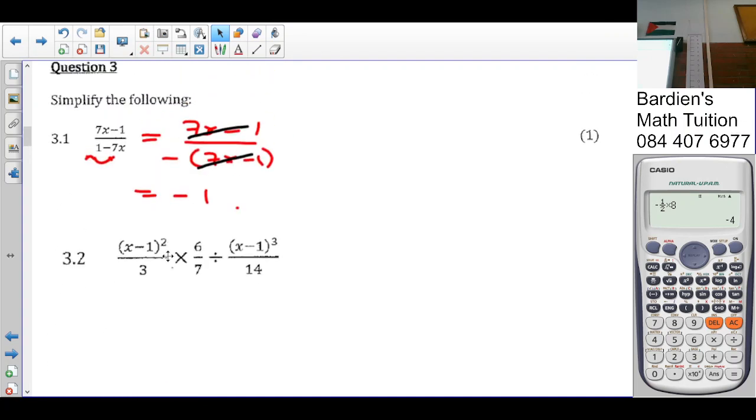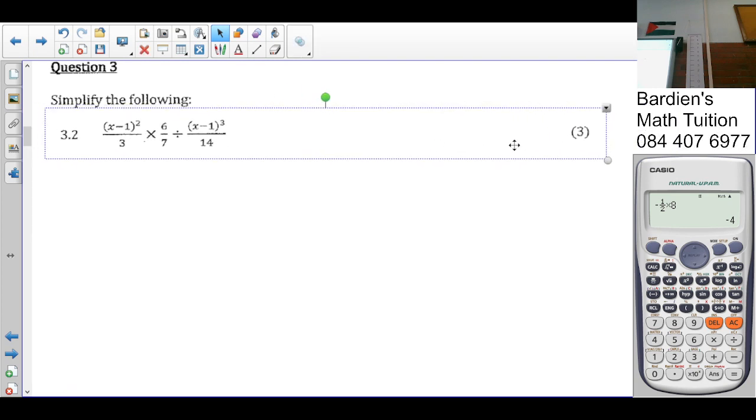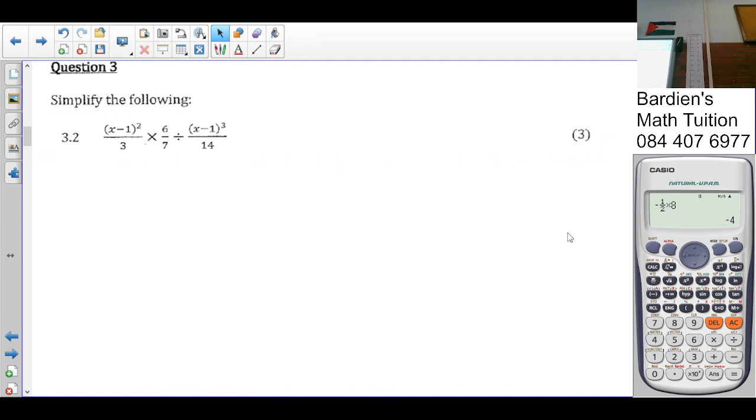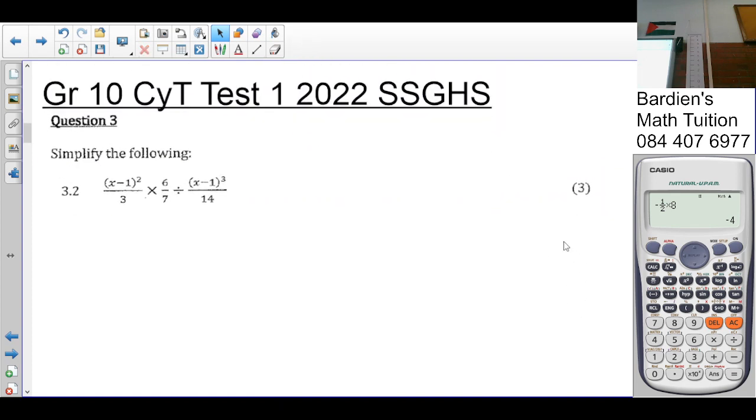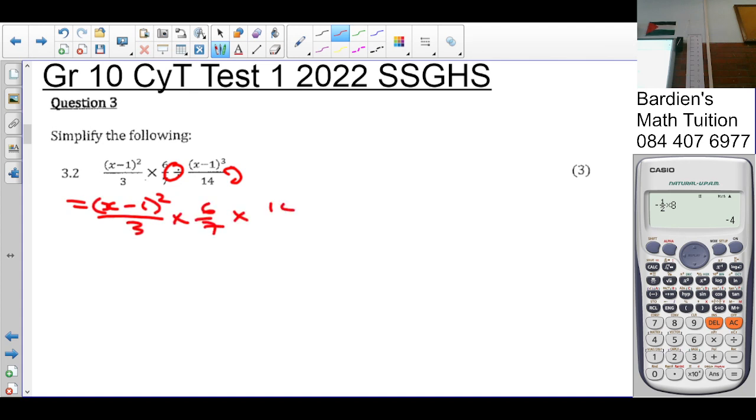Let's look at 3.2, for 3 marks. What needs to be done first here? Change division to multiplication. So it's x minus 1 squared over 3 times 6 over 7 times 14 over x minus 1 cubed. People, that means to say there's 3 of that type thing. Not so? X minus 1 times x minus 1 times, and so on.